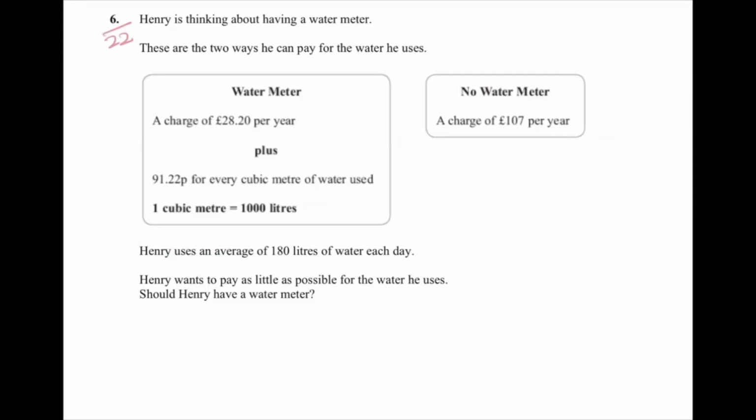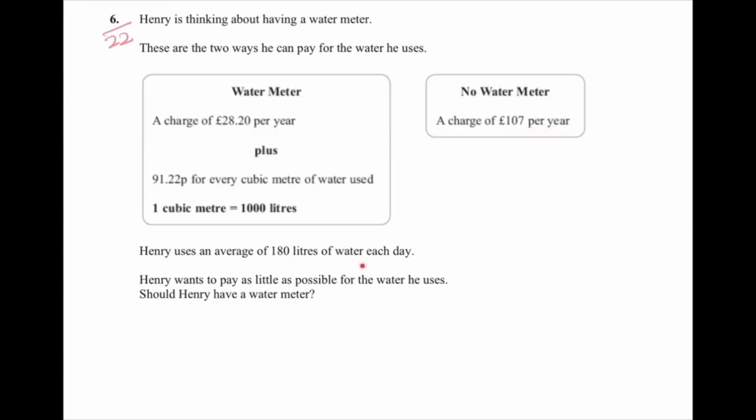So we've got some information about a water meter. There's quite a lot going on, so we've got to make sure we keep checking in with this. If you don't have a water meter, it's just 107 per year. So there's no maths here. It's just there to help us compare. So Henry uses an average of 180 litres of water each day. But if we look in our box, we've got information about how much he has to pay a year. We're comparing it with what he pays for a year.